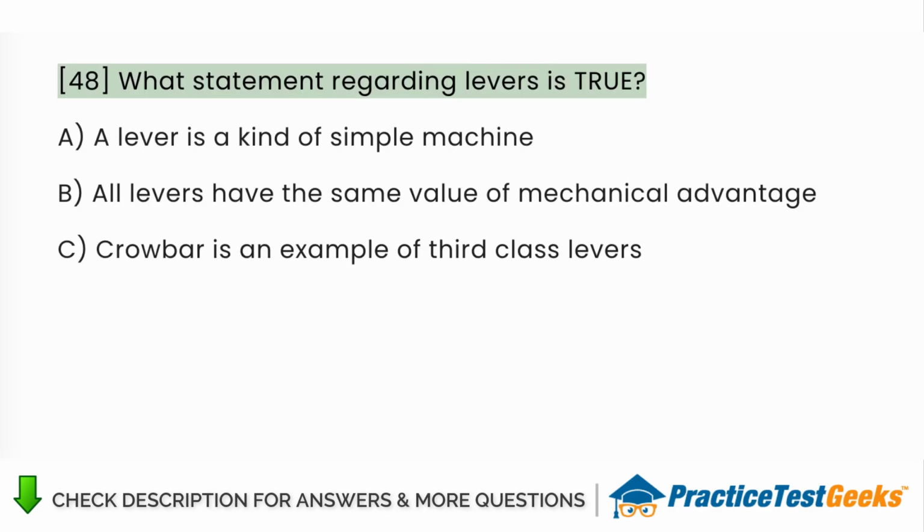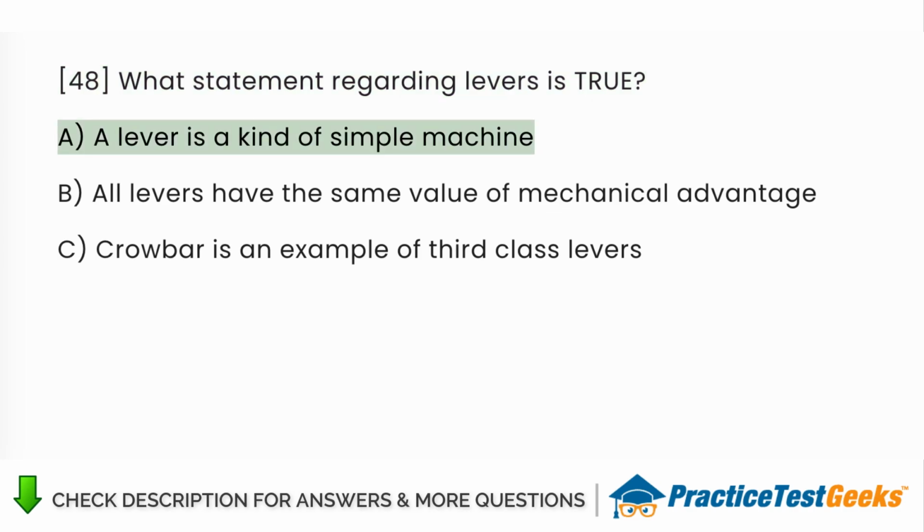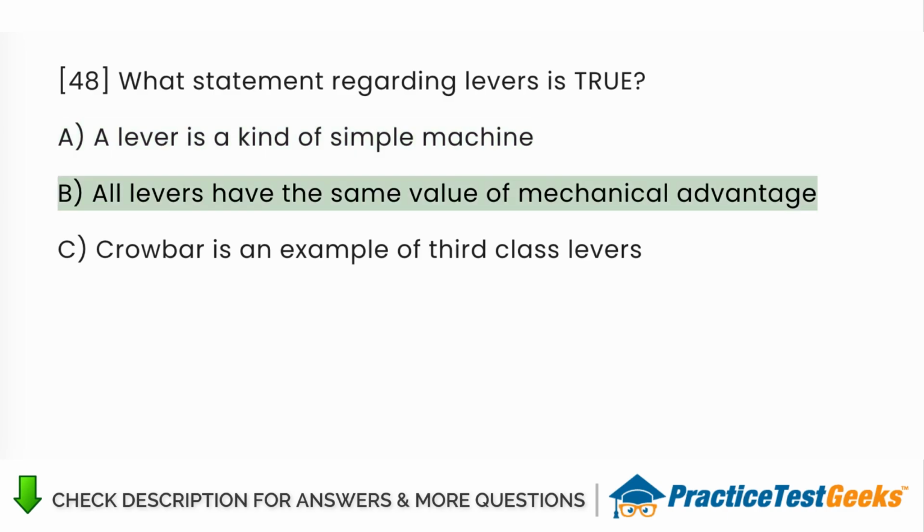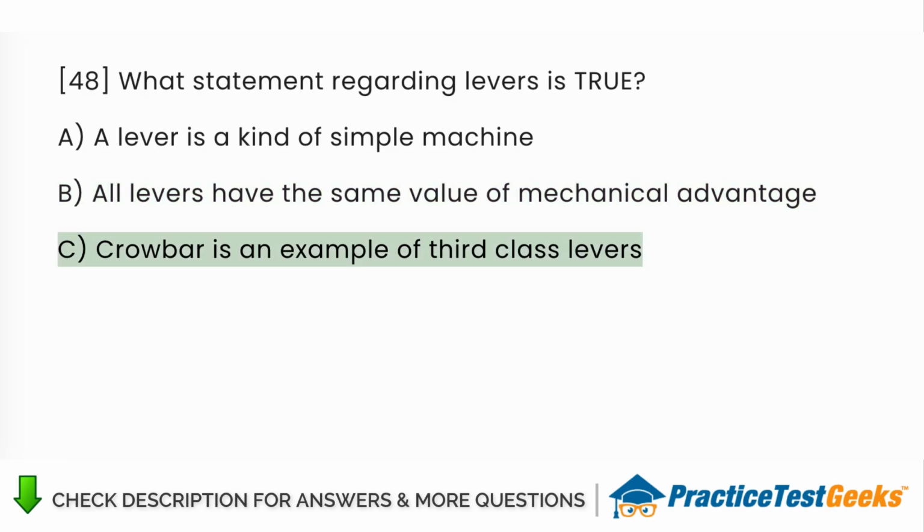What statement regarding levers is true? A. A lever is a kind of simple machine. B. All levers have the same value of mechanical advantage. C. Crowbar is an example of third-class levers.